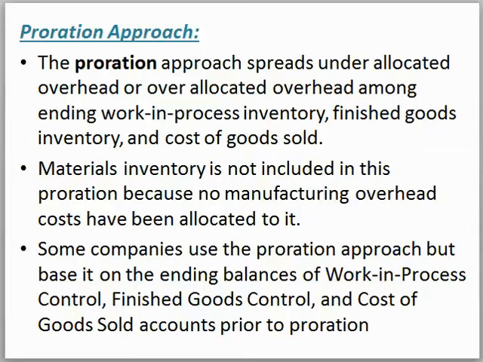The second approach is the proration approach. The proration approach spreads under allocated or over allocated overhead among ending work in process inventory, finished goods inventory, and cost of goods sold. Materials inventory is not included in this proration because no manufacturing overhead costs have been allocated to it. Some companies use the proration approach but base it on the ending balances of work in process control, finished goods control, and cost of goods sold accounts prior to the proration.